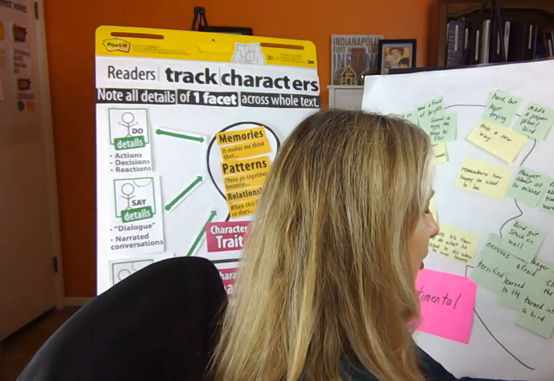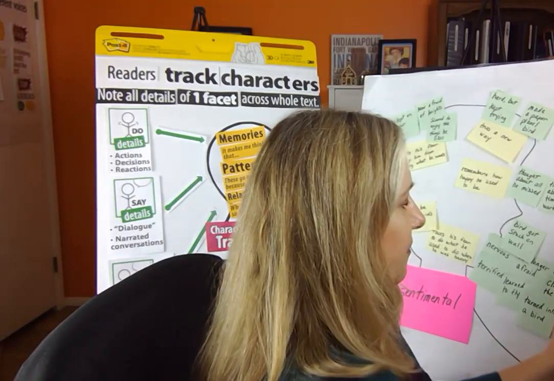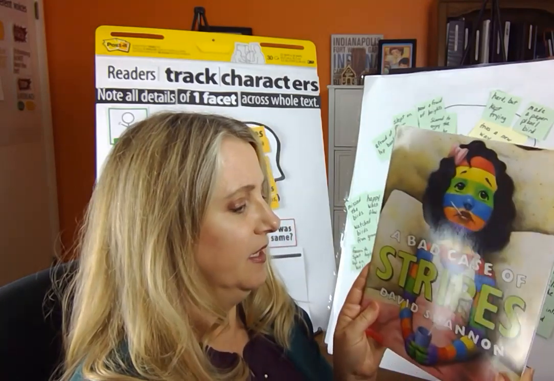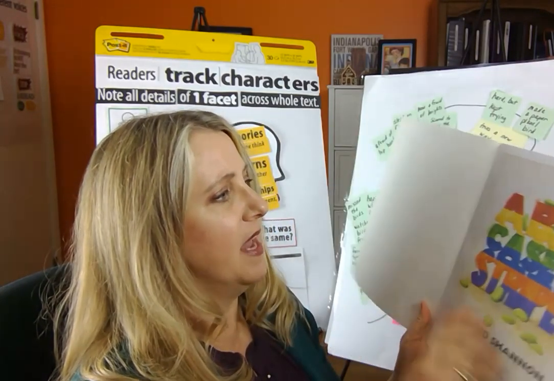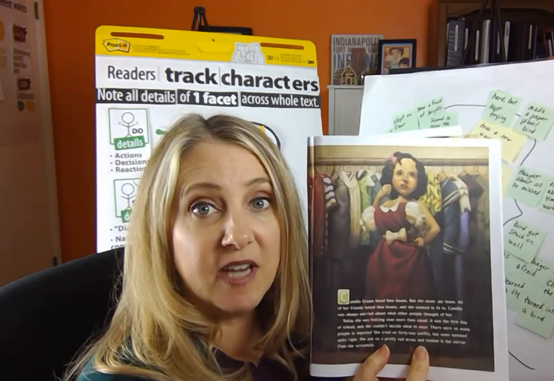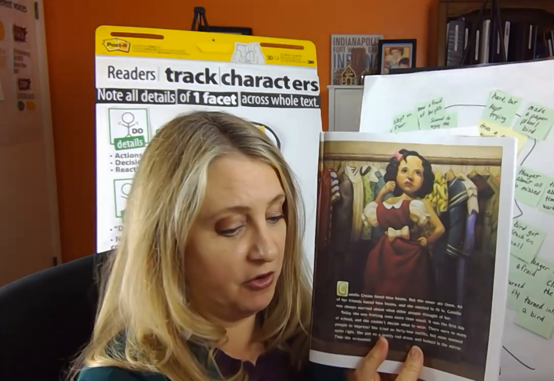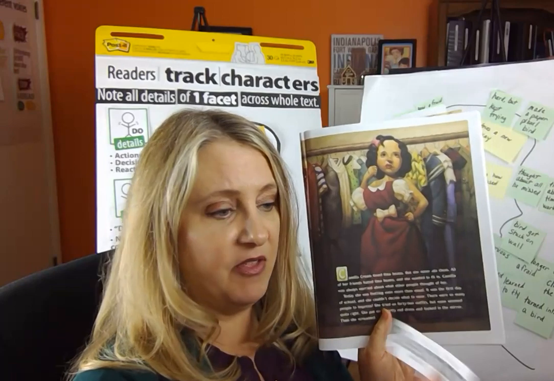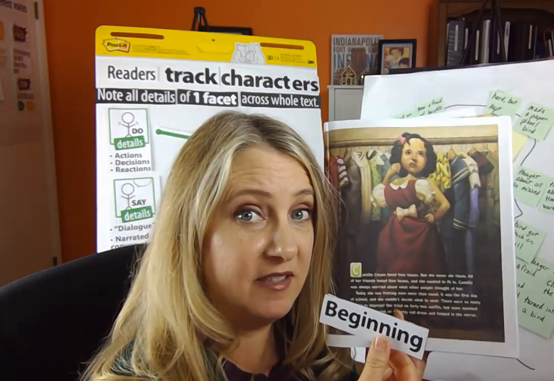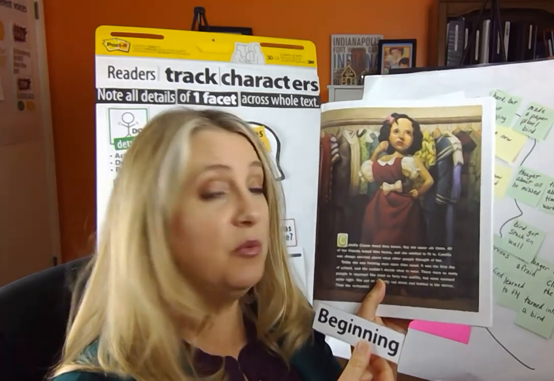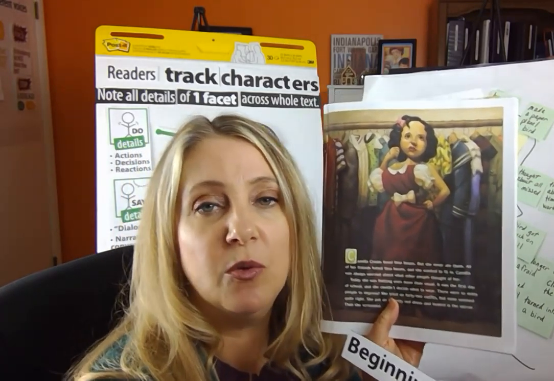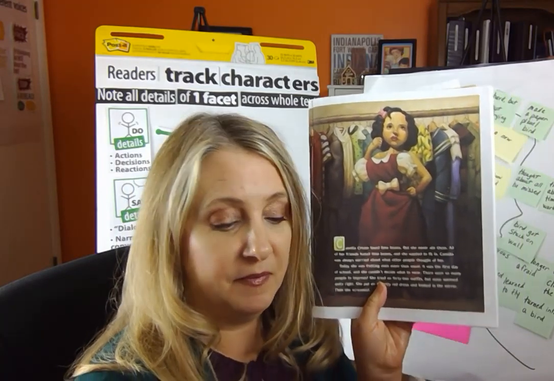Well, let's go back to the stories that we've been working on. Let's go back to A Bad Case of Stripes. And remember when we met Camilla in the beginning? She loved lima beans, but she never ate them. And there was a reason why she wouldn't eat them. Do you remember what that was? Yeah, she wanted to fit in. And other kids don't like lima beans, and so she didn't want to be different.